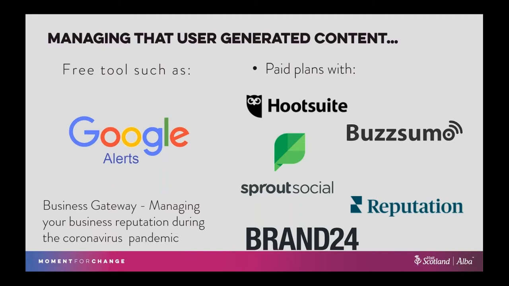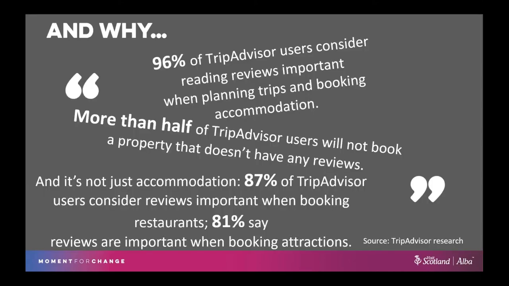Buzzsumo is for trends and content, ideas and discovery. Sprout Social is for social media and review responses. It's integrated with Google My Business, TripAdvisor and Facebook. Brand 24 is for brand mentions across social media, news, blogs, forums, etc. And then finally, Reputation is a response platform that's mainly aimed at helping hospitality businesses to respond on the review platforms.